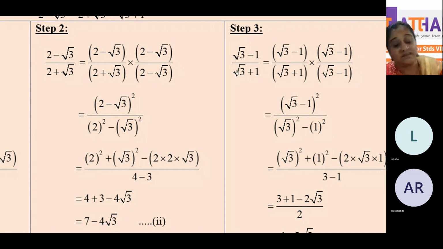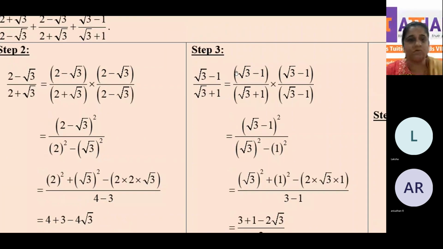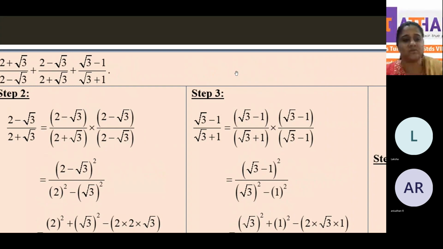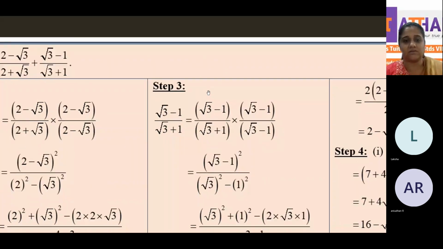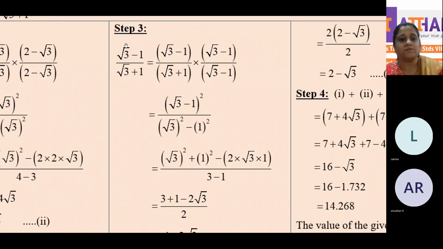And in step 3, the third expression. There was another expression, no? There are 3 expressions in the question. This is in step 1. This is step 2. This is step 3. Okay, so step 3 is like this. So take up the third expression and this is root 3 plus 1. So root 3 minus 1.